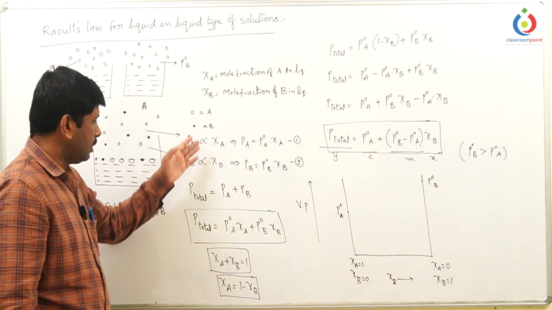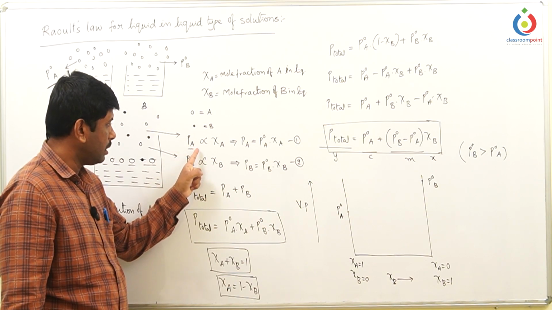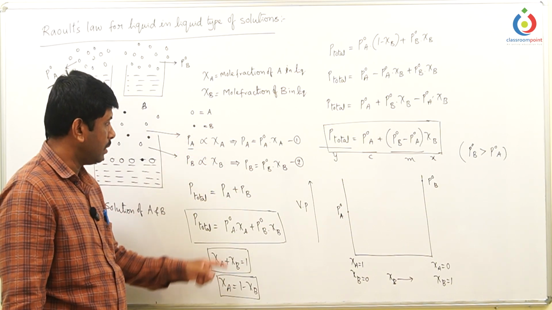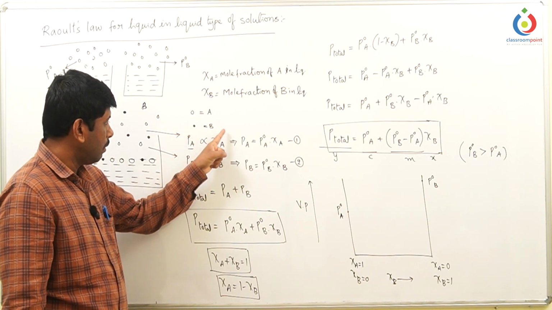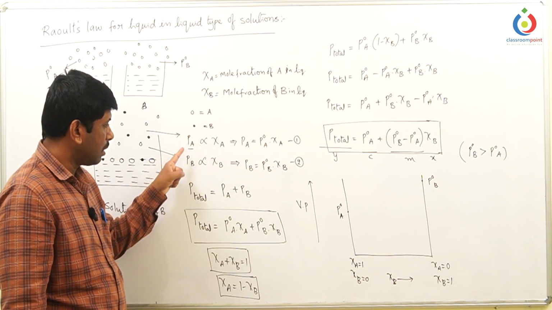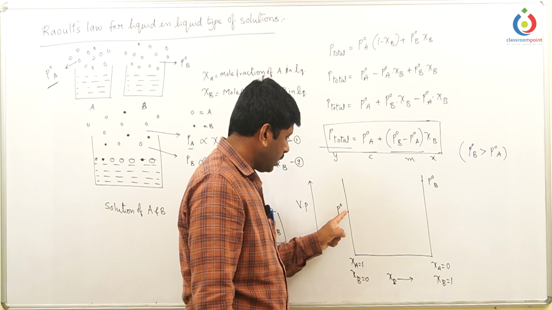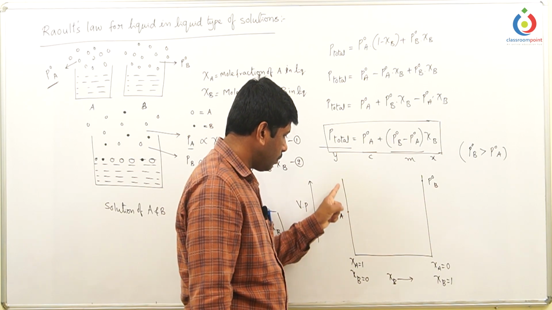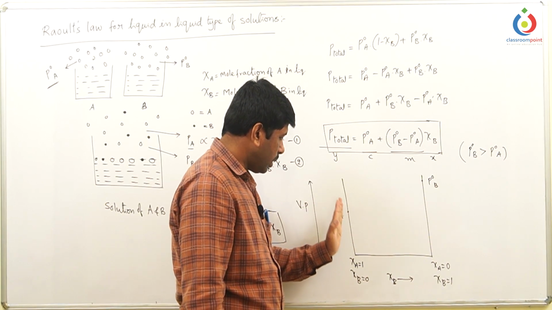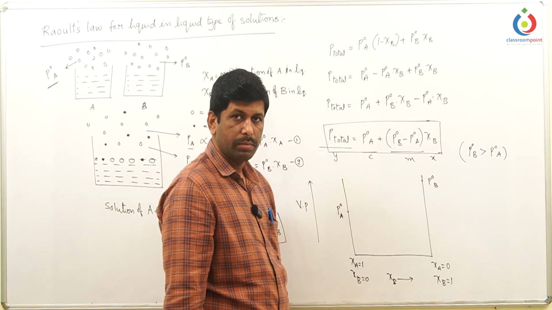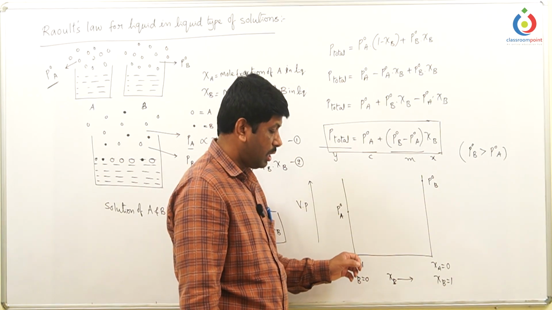Now let us apply these formulas. According to this formula, partial pressure of A is directly proportional to the mole fraction of A. When mole fraction of A increases, partial pressure of A also increases. When mole fraction of A decreases, partial pressure of A also decreases linearly. So remember here, in this particular line, only liquid A is present, that's why we represent it as P naught A. Once you step out of this line, then the mole fraction of A is not equal to 1, it shall be less than 1.